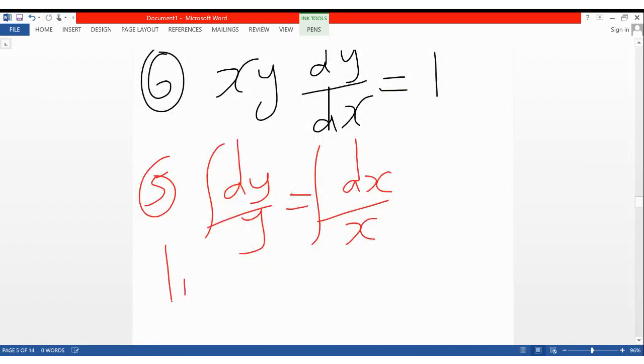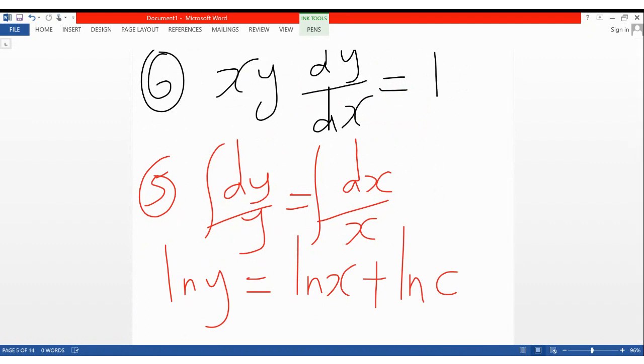And then this one will get ln x. And now I want to introduce something else. I'll call my constant ln c, and I'll show you why. When you have ln, then you can still call your constant ln c.